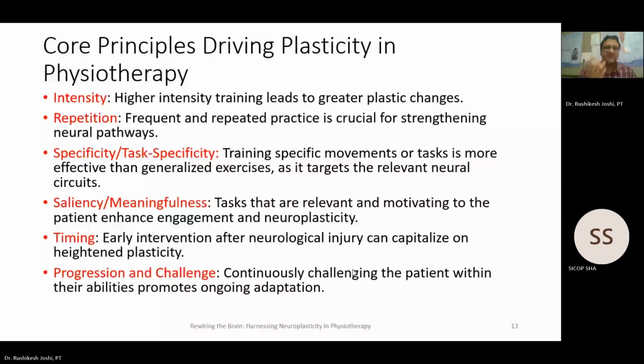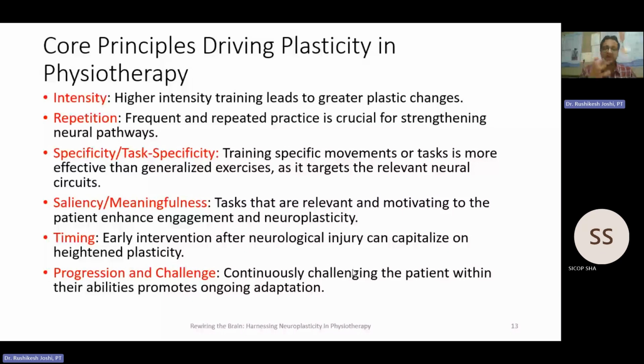All right. And of course, once the patient is recovering, we also have to progress and make the challenges. You have to make the task a little bit difficult so that the brain adapts even to difficult tasks. You have to always progress. It's not necessary that only sit to stand be done. We also have to progress to stair climbing, treadmill walking, and obstacle walking. So we have to progress and make the movements challenging.